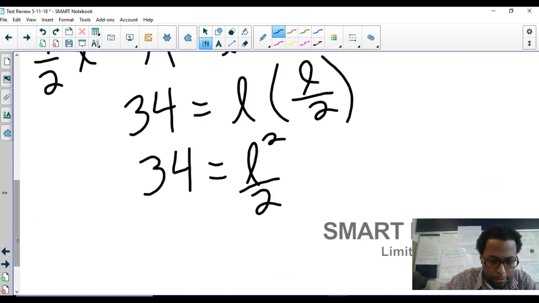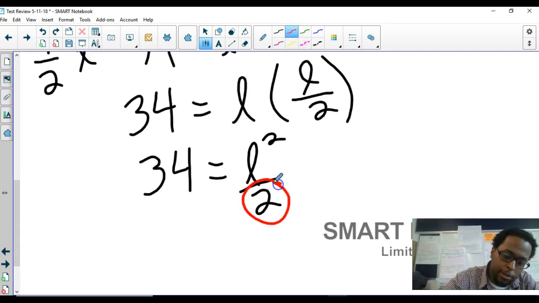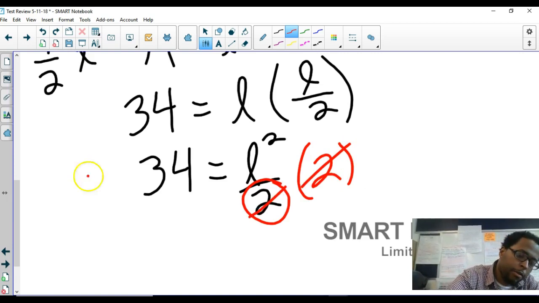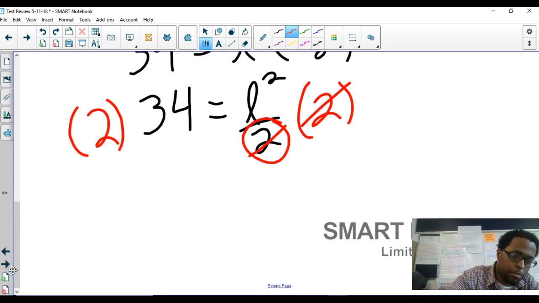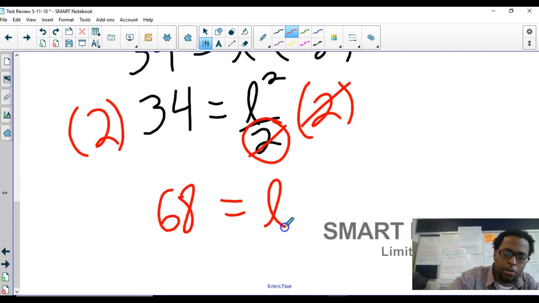I want to get L by itself. So my first goal is to get rid of this divided by 2. I have to do the inverse. So the inverse of dividing by 2 is multiplying by 2. That way I cancel that 2 and I cancel that 2 out. Whatever I do to one side, I do to the other side. So I'm going to have 34 times 2, which is going to be 68. So now I'm going to have 68 equals L squared.